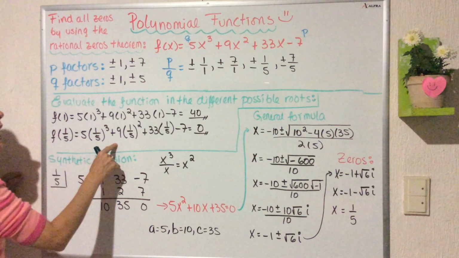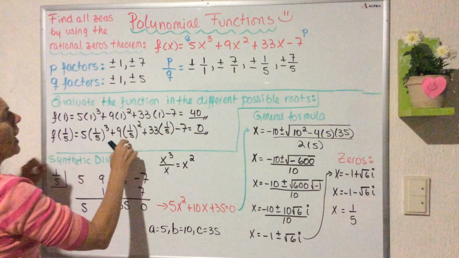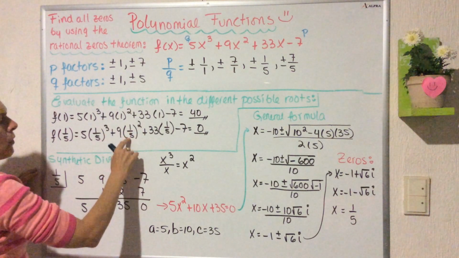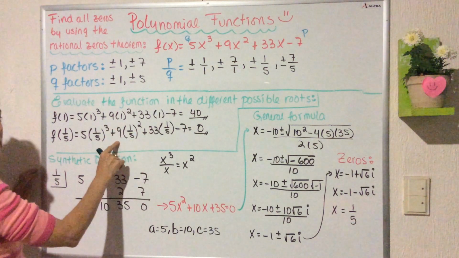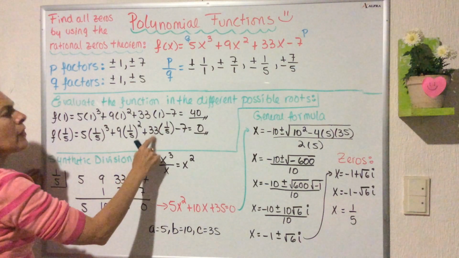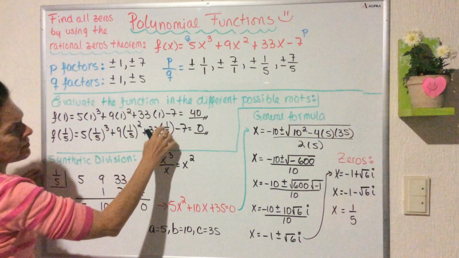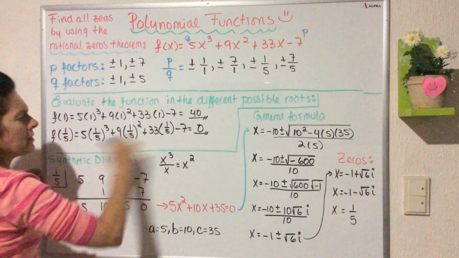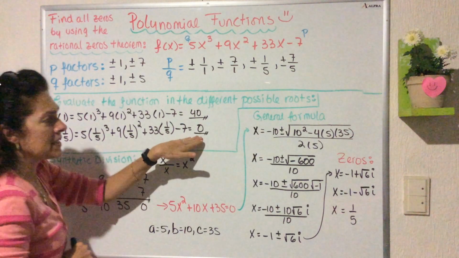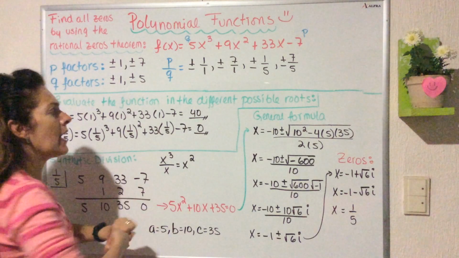Don't forget. And then plus 9. First you are going to raise 1/5 to the second, and then you multiply by 9. Plus 33 times 1/5, minus 7. And that way we get 0. So this is a root.